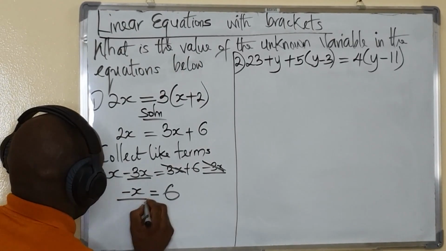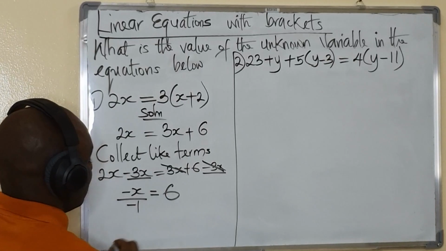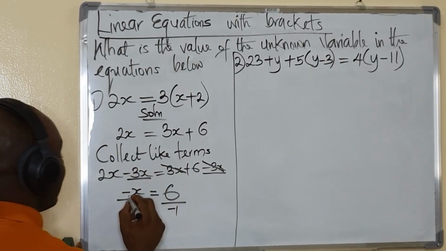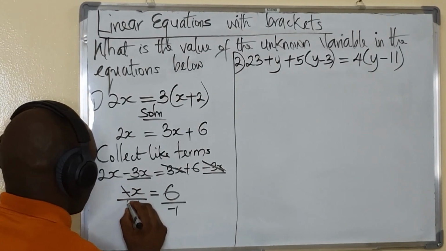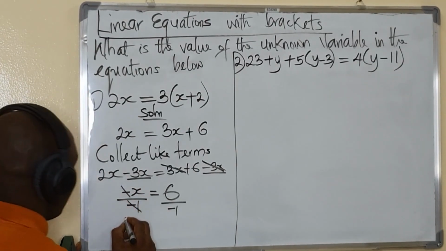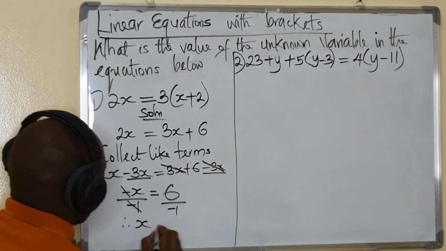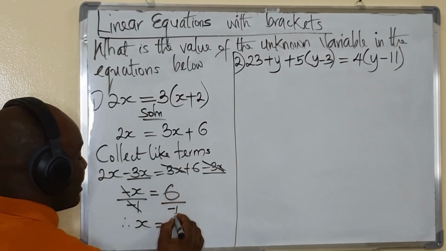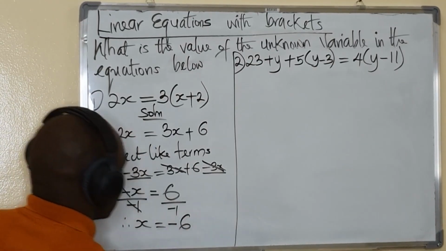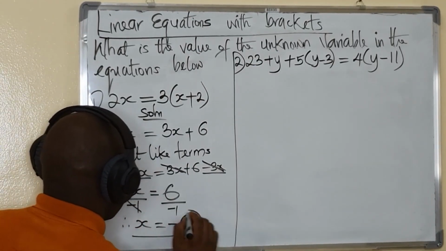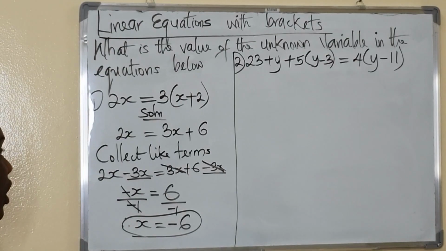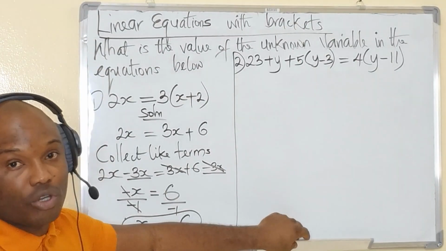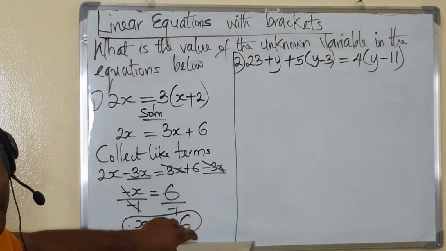Hence, I divide the left hand side by negative 1, and I also divide the right hand side by negative 1. In that case, the negative 1 on the numerator cancels out the negative 1 on the denominator. On the left hand side, I am left just with an x. But on my right, when I divide 6 by negative 1, I am left with negative 6. What this means is that the value of x for equation 1 is negative 6. This is how easy it is to solve linear equations that involve brackets.